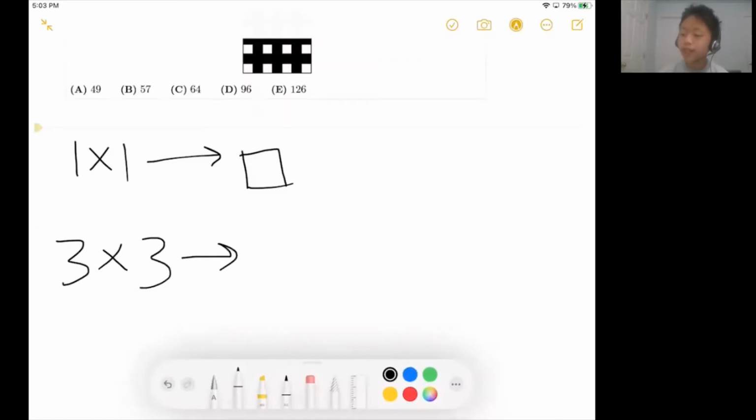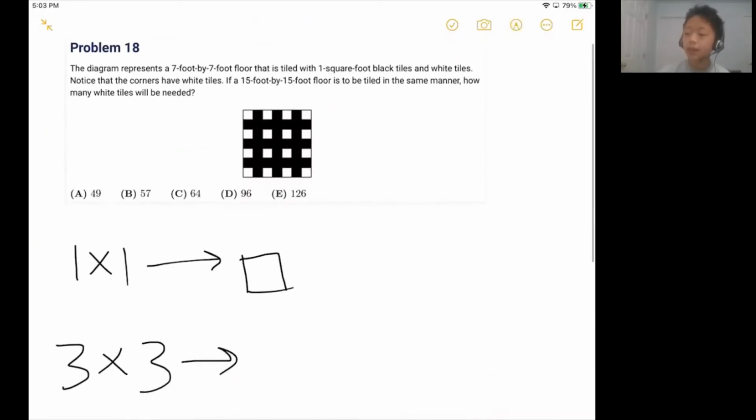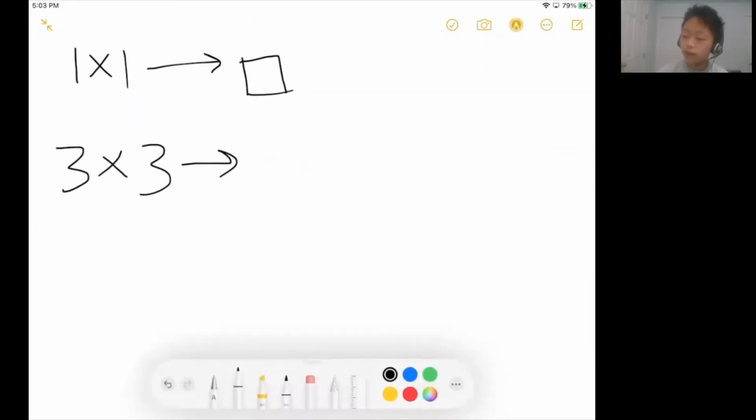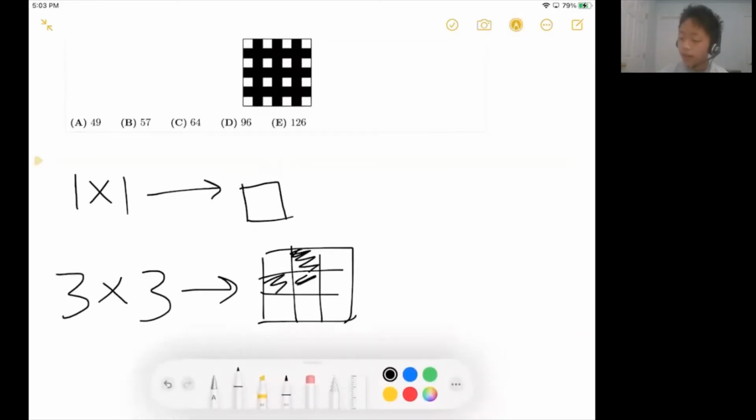The reason I skipped 2 by 2 is because in this case, we're always focused on odd numbers. Here they have a 7 by 7, and you want to find a 15 by 15. So we're just going to ignore even numbers for now. If we were to draw a 3 by 3 floor in the same pattern, these squares are black and the 4 corner squares are white. So in this case, we would have 4 white squares. In the first case, we had 1 white square.